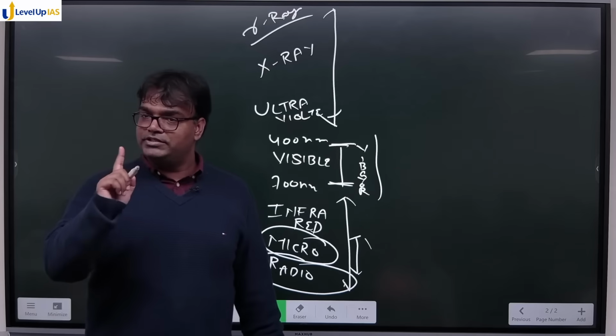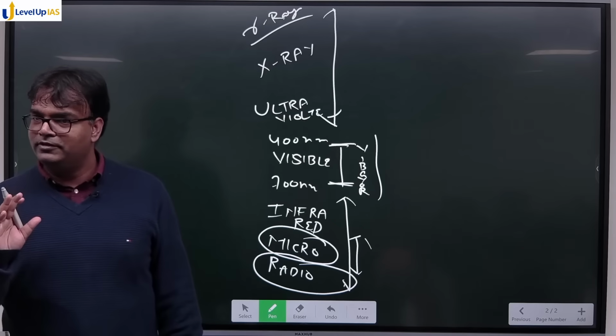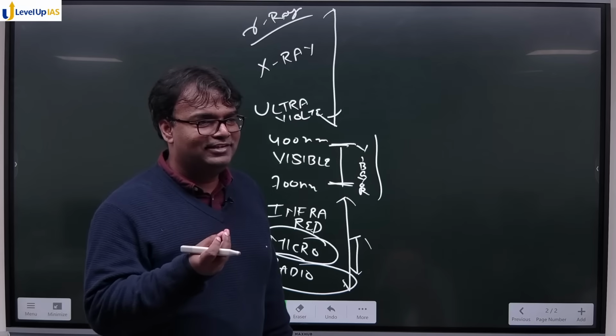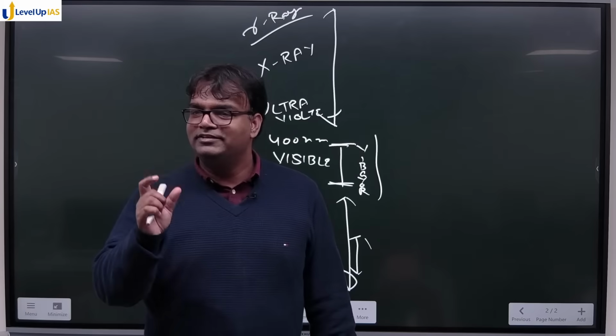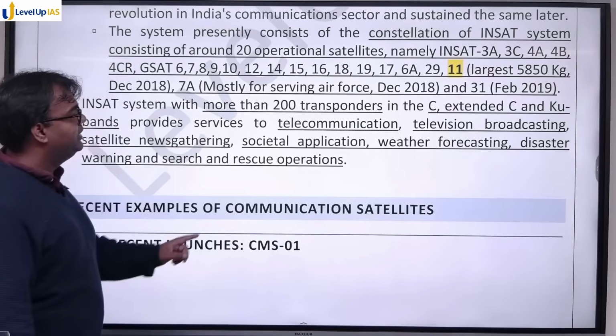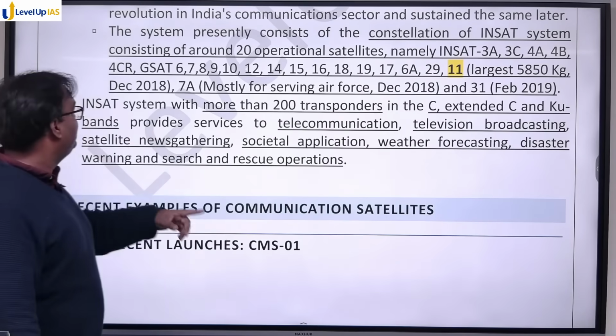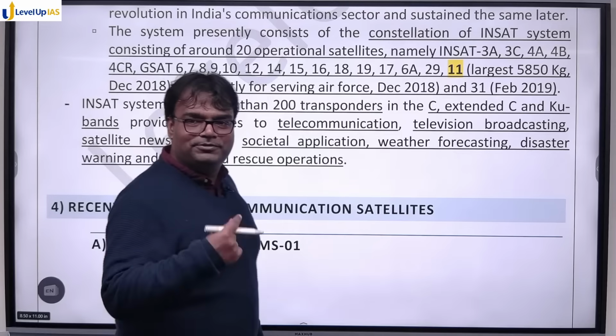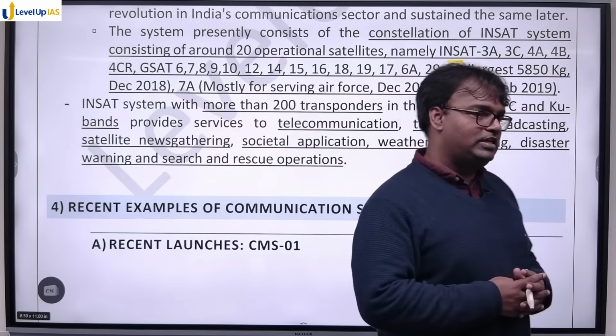So for communication purposes, when we are using microwaves, the devices that we develop would specialize in those bands. These are the bands mentioned here: C band, extended C band, KU band and so on. L band, S band, there will be many such bands in which these transponders would be specialized.